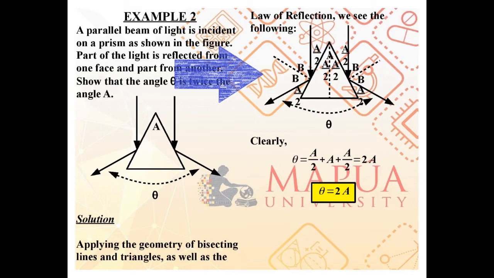Applying the geometry of bisecting lines and the geometry of triangles, and since light reflects off the faces of the prism, we also apply the law of reflection. And we see the following angles apply. Clearly, angle theta is equal to A over 2 plus A plus A over 2. And that gives us theta is equal to twice the angle A.